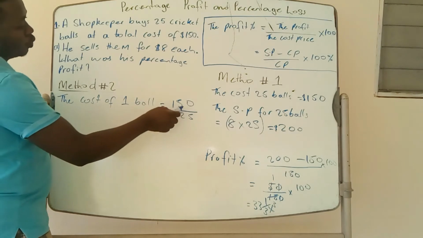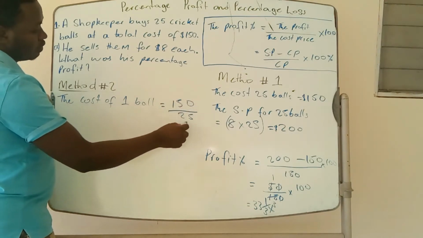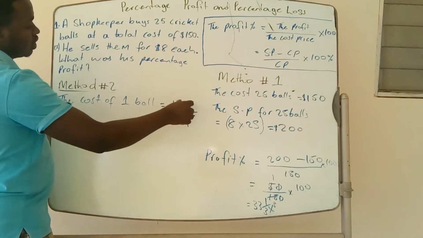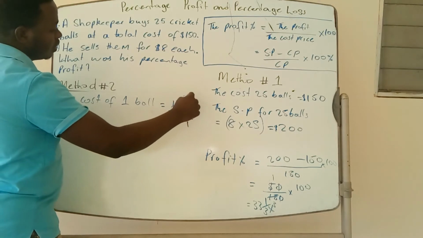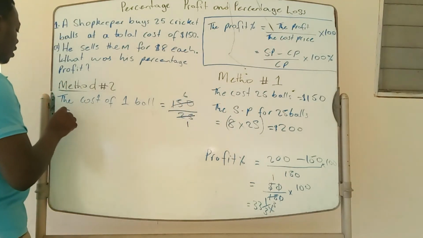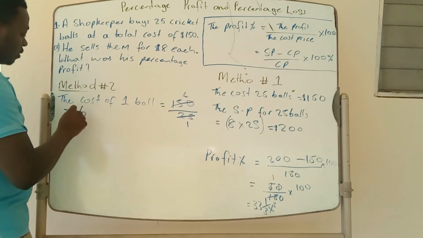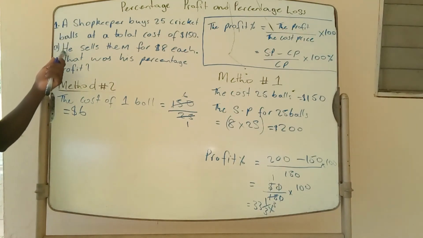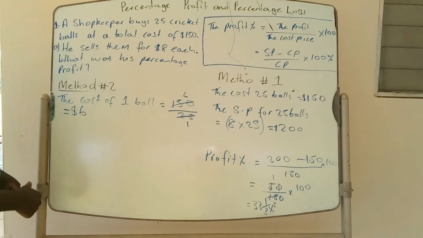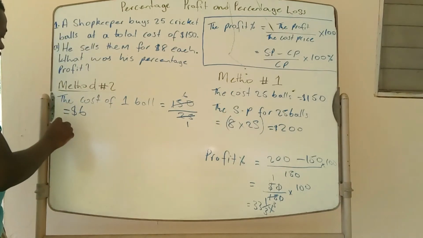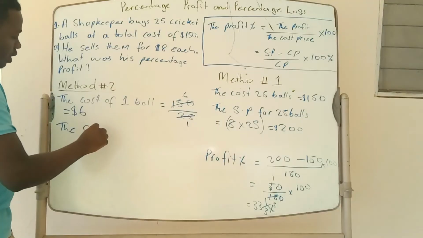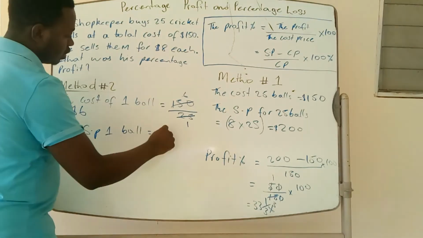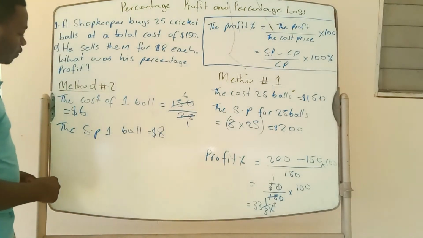Now, how many groups of 25 can you get out of 150? You can get one group of 25 out of 25, and you can get 6 groups of 25 out of 150. So here, the cost of one ball is just $6, right? So that's what he bought one ball for. The question said he sells them for $8 each. So the selling price for one ball is equal to $8, right?